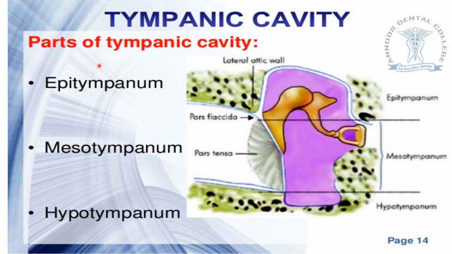The tympanic cavity is divided into three parts. The tympanic cavity proper, or mesotympanum, lies opposite the tympanic membrane. The part that lies above the level of the tympanic membrane is known as the epitympanum, and the part that lies below the tympanic membrane is known as the hypotympanum.